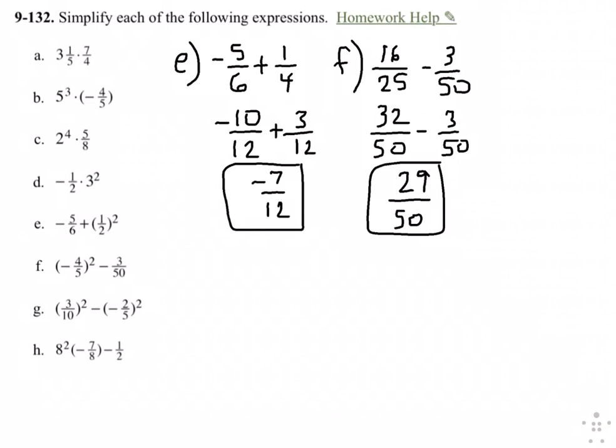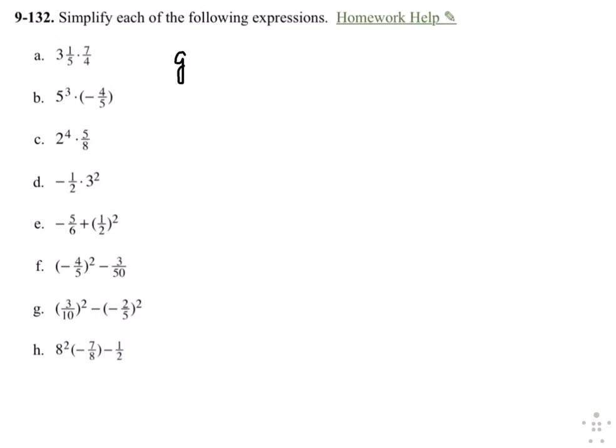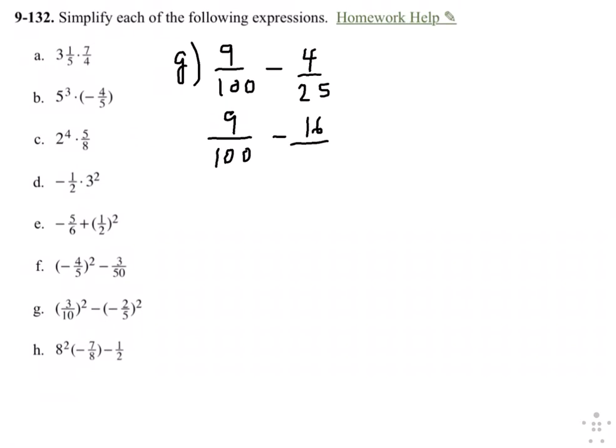Let's make some more room now for G and H. So G, we have 3/10 squared, so that's 9/100, minus negative 2/5 squared. Negative 2/5 times negative 2/5 is positive 4/25. Now we need a common denominator. 9/100 minus, that would be 16/100. So that gives us negative 7/100 for G.